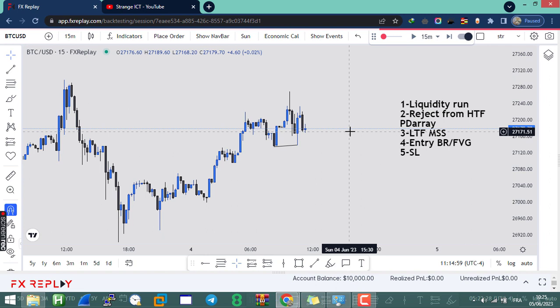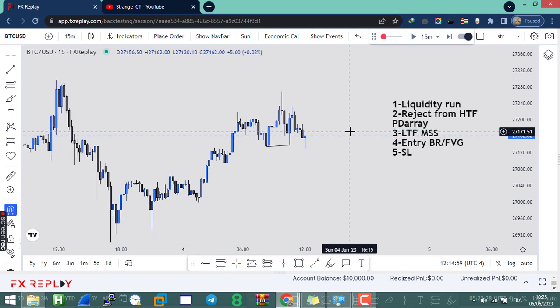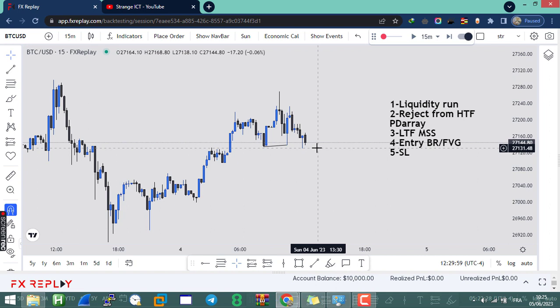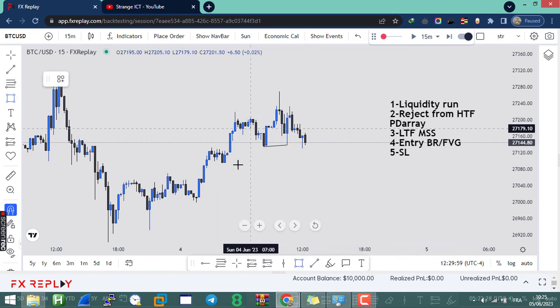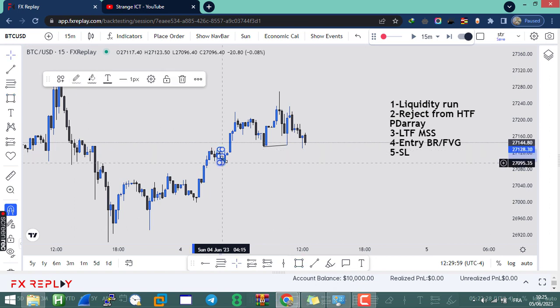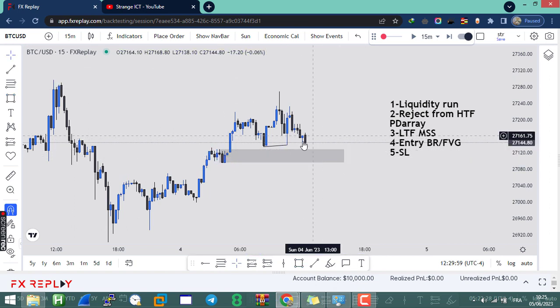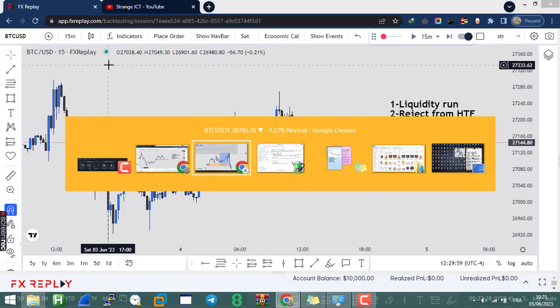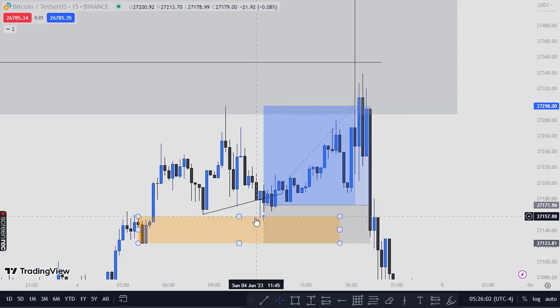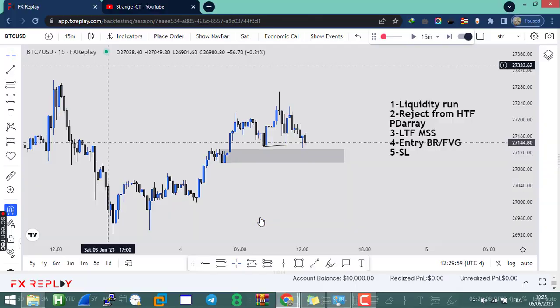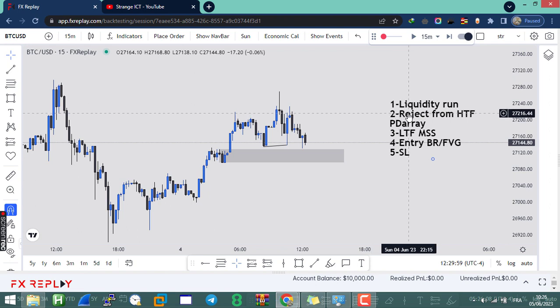So let's fast forward. And then I see this: price raided the liquidity. The next thing is you want to identify a higher time frame PD array below that liquidity. As you can see, we have this order block right here. You can see that price never hit that fair value gap, but this is a simulation platform. On Binance, you can see that price hit that order block right here. So the next element of this strategy is met.